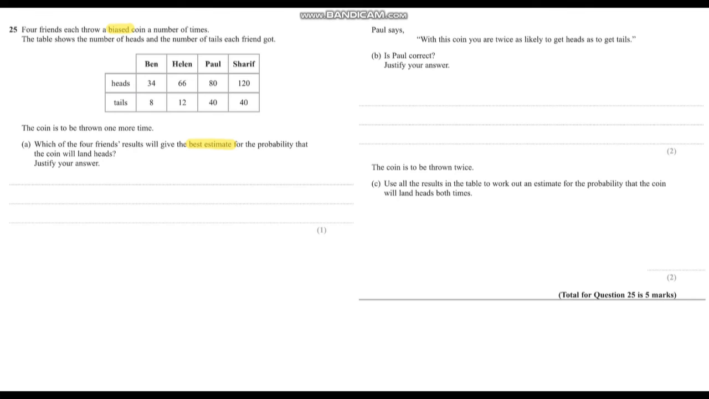So whenever you're asked about what's the best estimate to use in terms of probability, always choose the person with the most number of trials. Always choose the experiment that has the most number of trials. It doesn't matter what their results are. Whoever did the most number of trials will have the most reliable data. So in this case, it is Sharif. That is going to be our answer. It doesn't matter what numbers he got here. The fact that he's done the most means that his data is the most reliable. So Sharif, and we must justify our answer. We can just say that he did the most trials. And that will give us the marks.